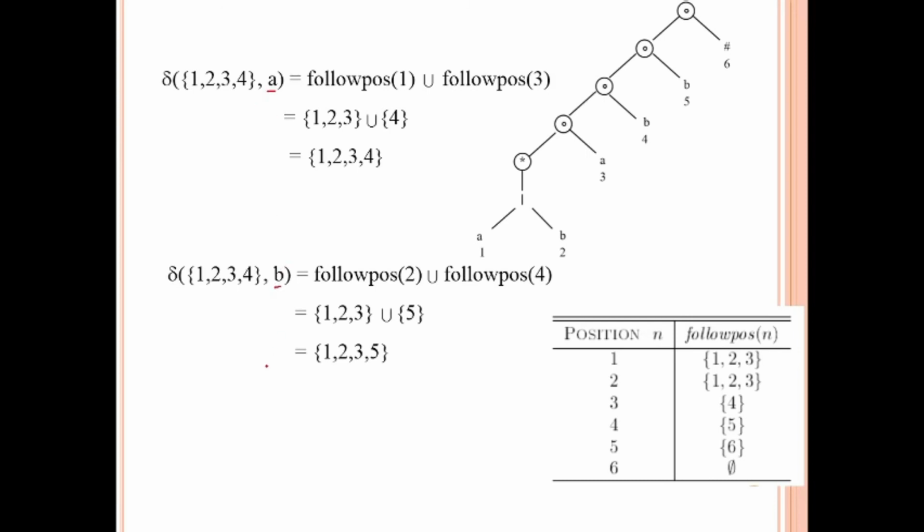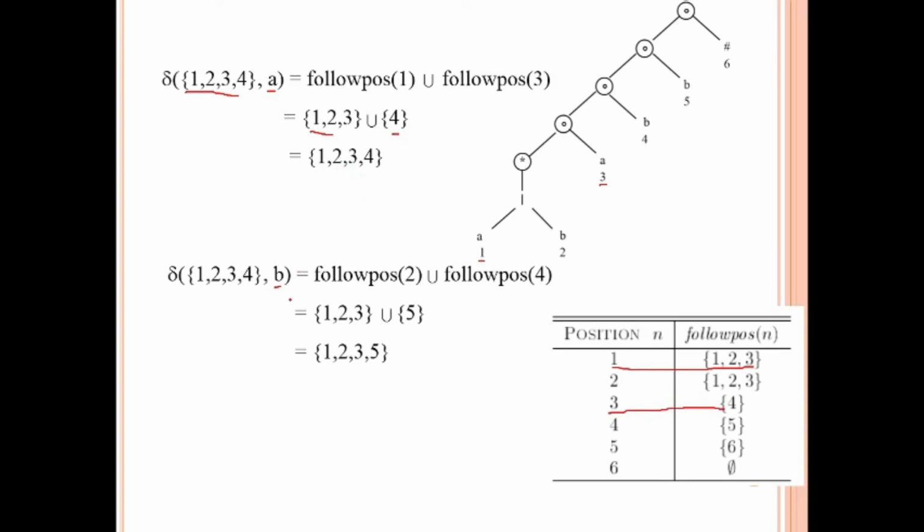Now when we say we'll apply A and B, what we need to do is, from these positions we need to pick up the positions which are corresponding to this symbol A. We can see position 1 and position 3 are corresponding to symbol A. So we'll take follow position of 1 union follow position of 3. Follow position of 1, it is there in the table, it is 1 2 3, union follow position of 3, it is 4. Write down 4, which is nothing but 1 2 3 4.